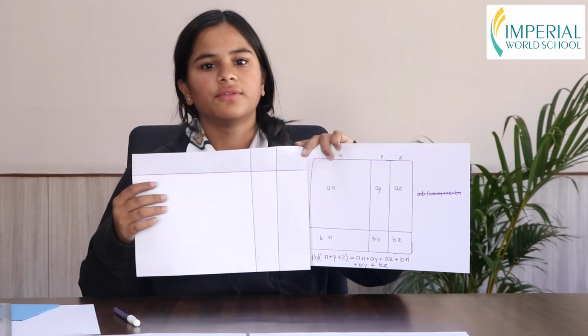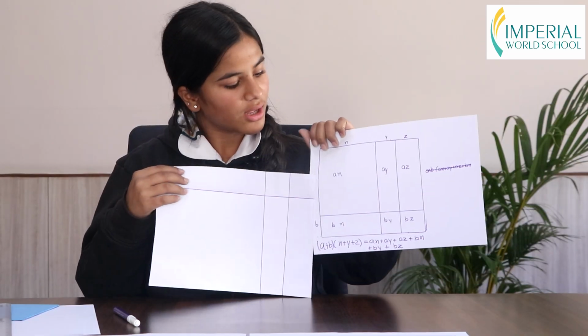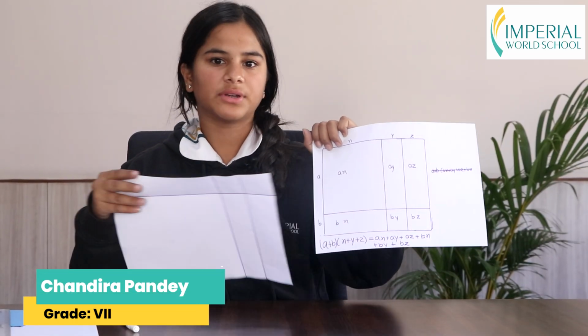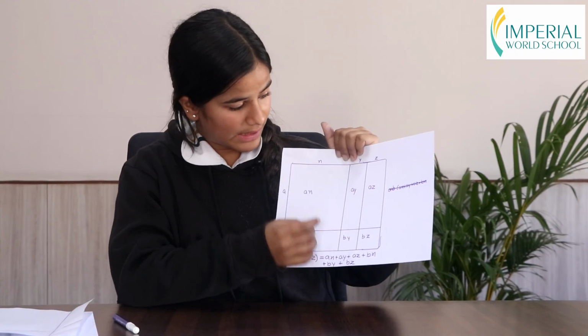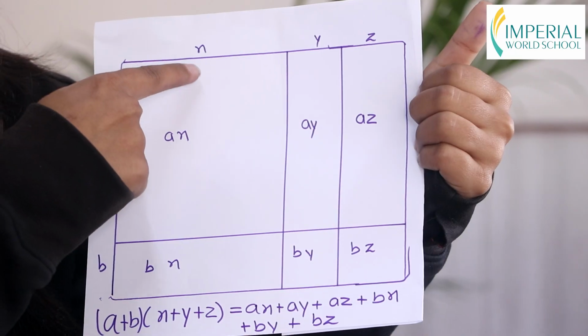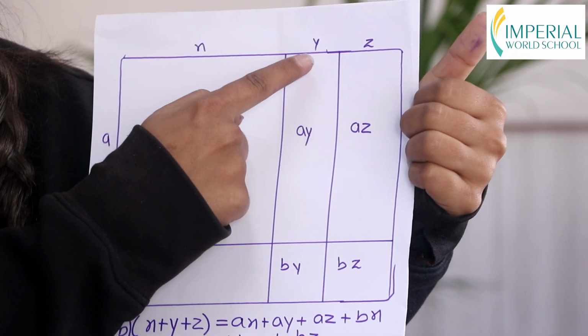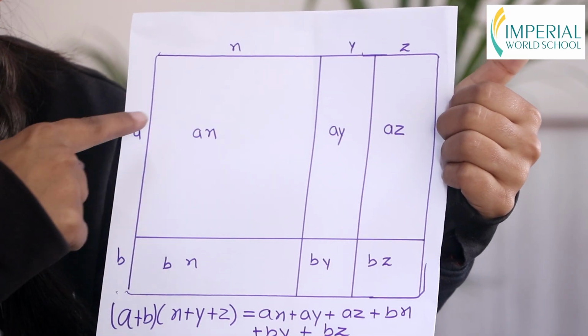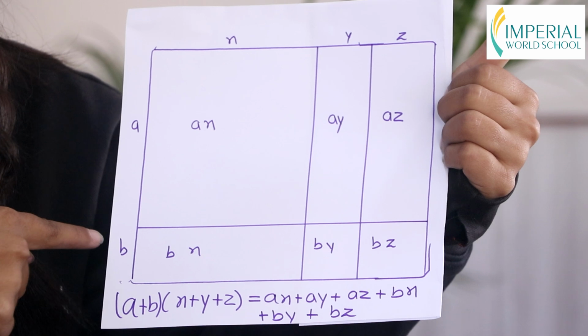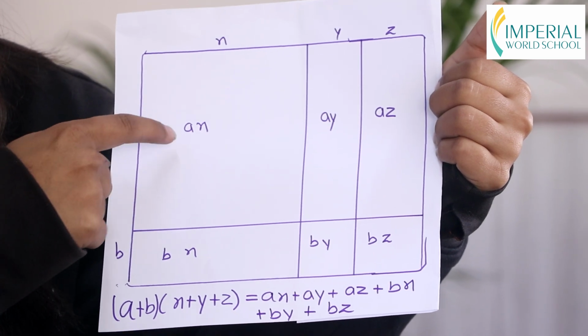You can see here that the folded paper and the shapes I've drawn on the paper looks the same. Over here, I've labeled the length for the first part as x, for the second part I've named it y, and for the third part I've named it z. For the breadth, I've named the first part as a and the second part as b.